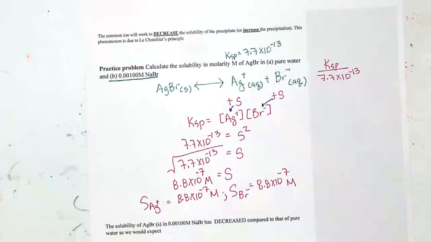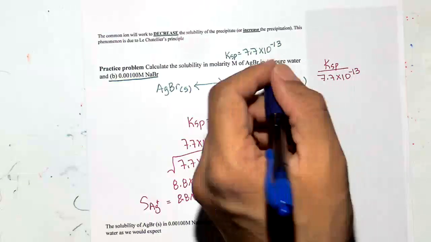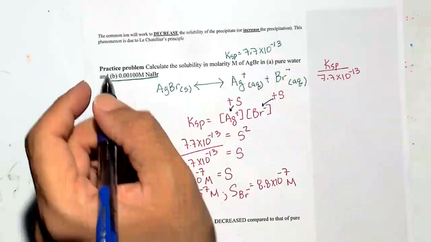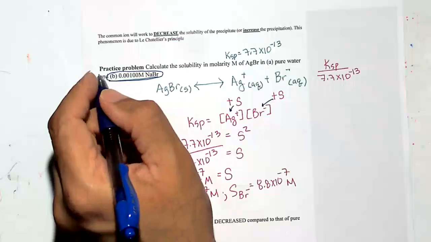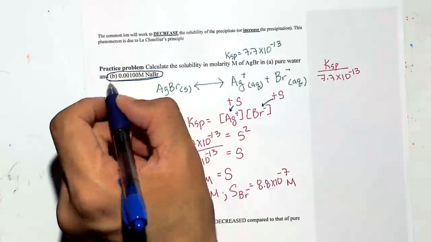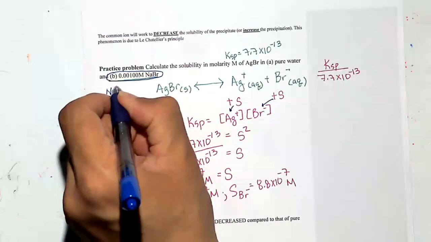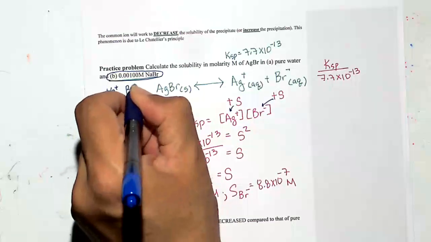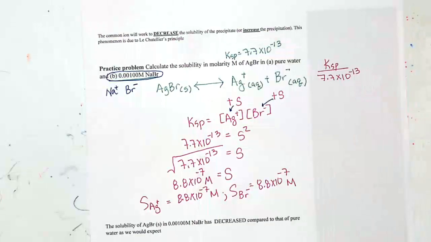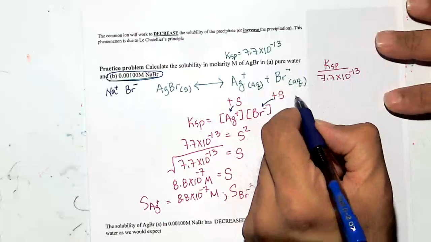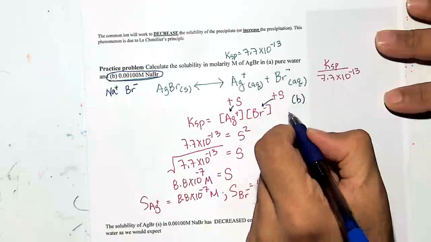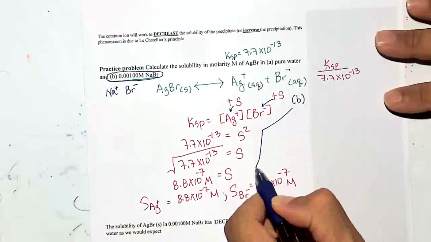But now let's do something different. Now the solubility is not in water. The solubility is in NaBr. So what is really NaBr? NaBr is Na plus, the sodium ion, and Br minus. Those are the ions that make up NaBr. In water, it's Na plus and Br minus. So for part B, let's write the same thing.